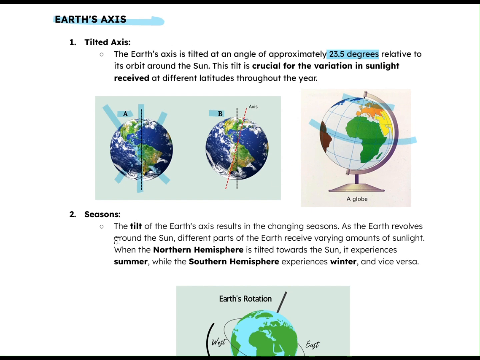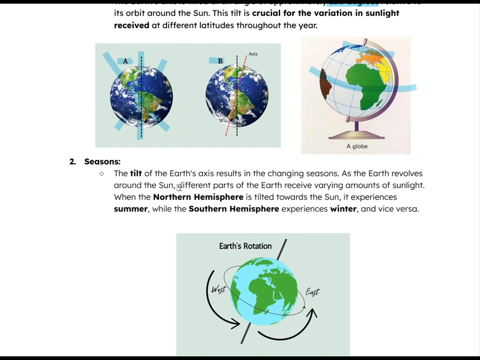Now, the second part is seasons, right? The tilt of the Earth's axis results in changing seasons. As the Earth revolves around the sun, different parts of the Earth receive varying amounts of sunlight. In other words, when the northern hemisphere is tilted towards the sun, it experiences summer, while the southern hemisphere experiences winter, and vice versa.